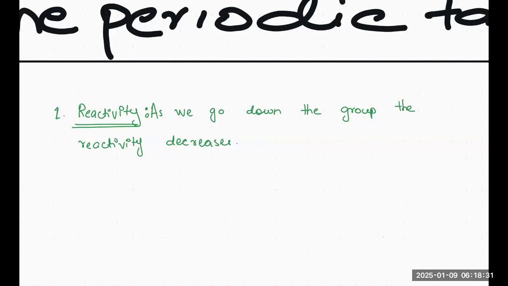Now, why is it that reactivity decreases down the group? Let's talk about that. Reactivity decreases down the group because as we go down the group, the number of shells increase. As the number of shells increases, the outermost shell will get further and further away from the nucleus.